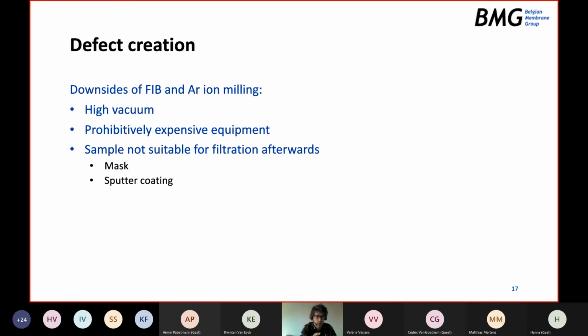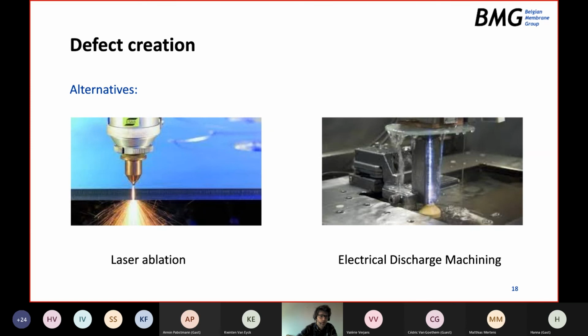So for instance, for the focused ion beam, the samples should be conductive to limit electrical charging. So the samples are sputter coated. So yeah, you can't really use them afterwards if you want to then do filtration tests. So some other techniques that we've been looking into are laser ablation and electrical discharge machining.